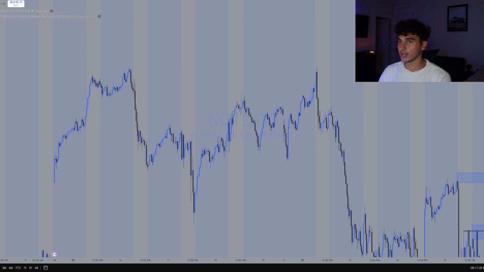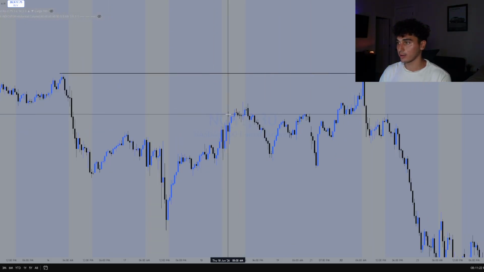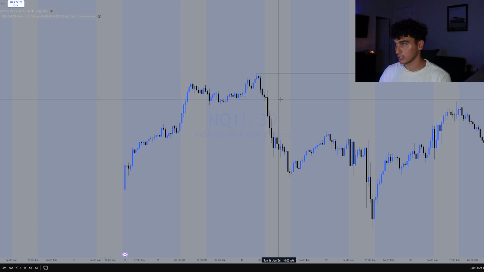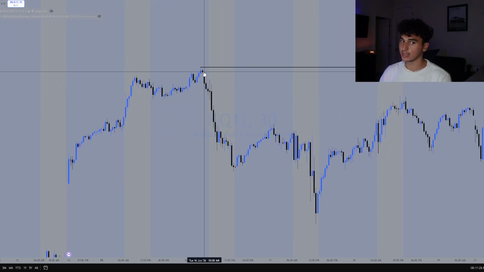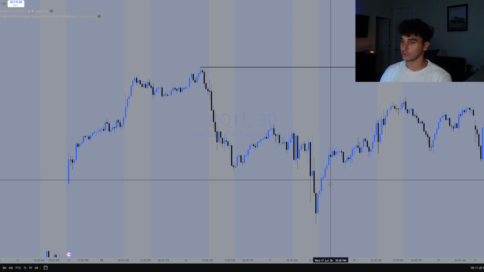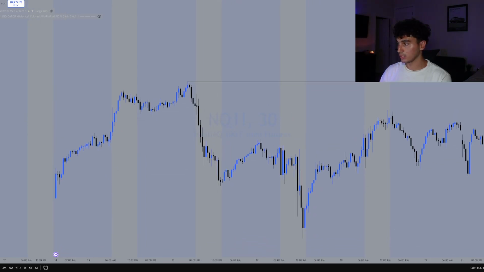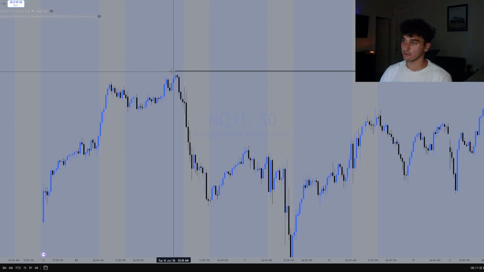Okay? So as we can see right here, a strong high being created right here at these highs, then led to an aggressive move to the downside here on the 30-minute, obviously indicating an excessive amount of selling being inputted at this price range.